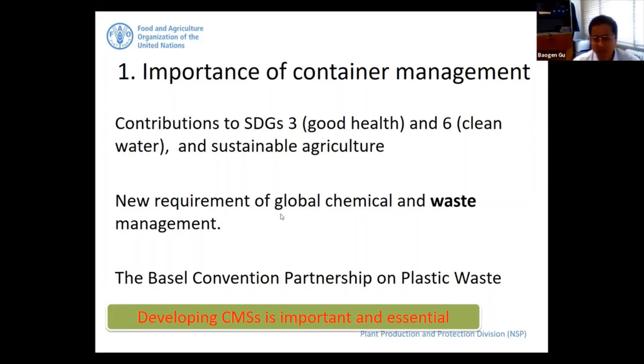There are also increasing requirements for waste management, especially in the Global Framework on Chemicals. In the past, we mainly mentioned chemical management. Now waste management has been added into the terms, so we often mention chemical and waste management, not only chemical management. FAO is also a member of the Basel Convention Partnership on Plastic Waste, focusing on containment. So with this new trend of waste management, especially plastic management, including empty containers, a container management scheme is important and essential.